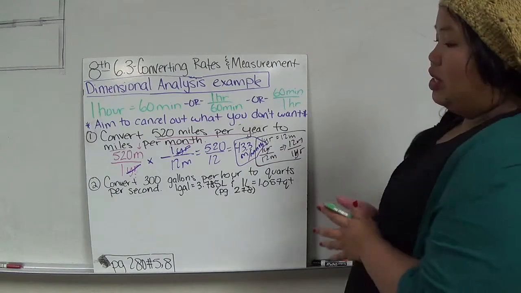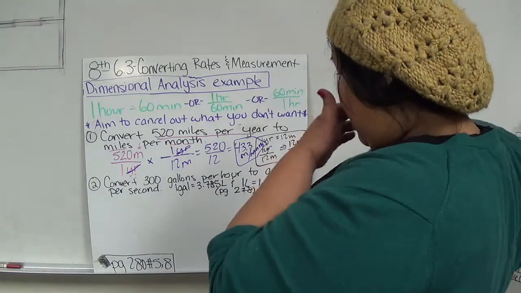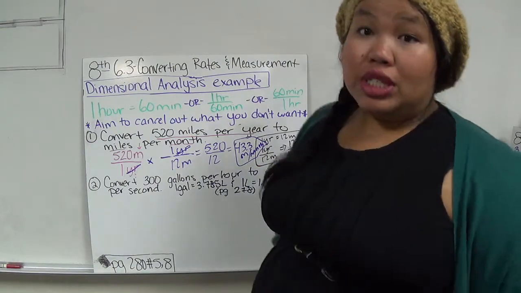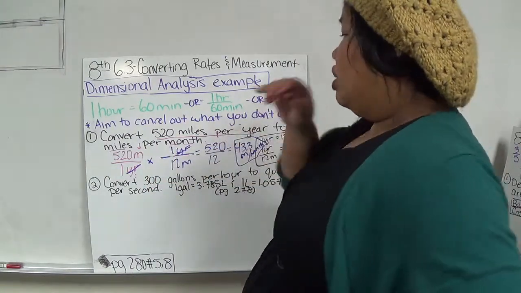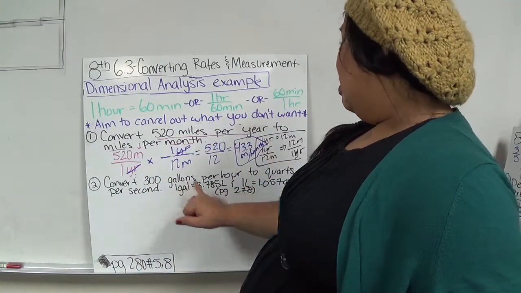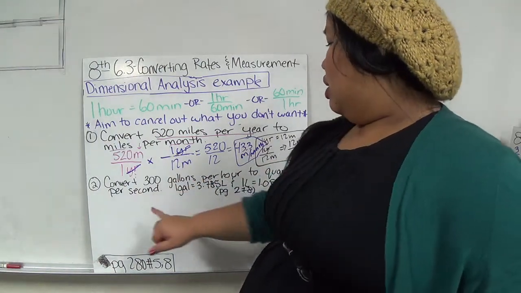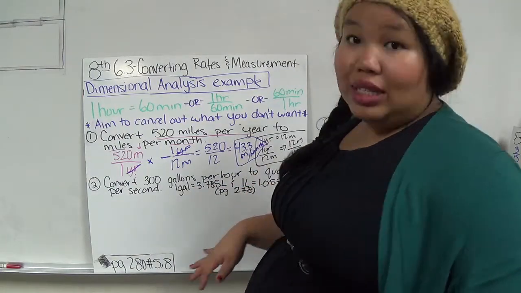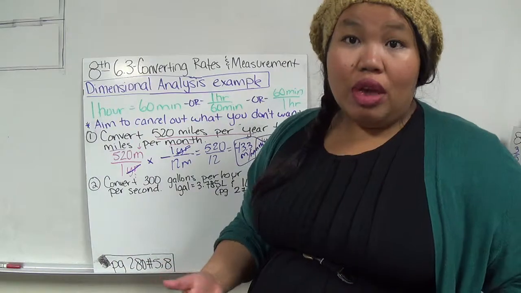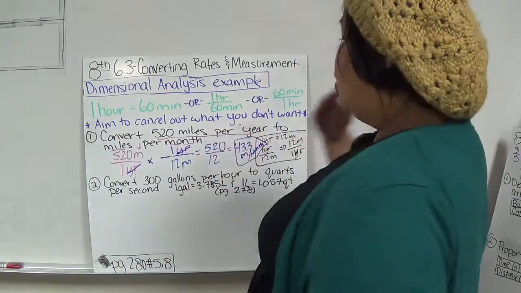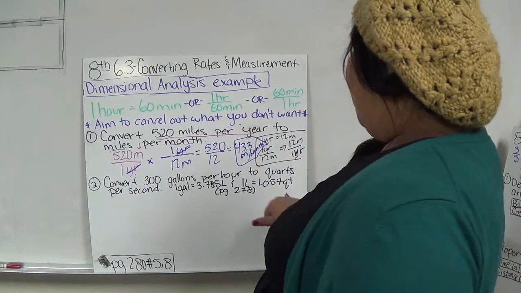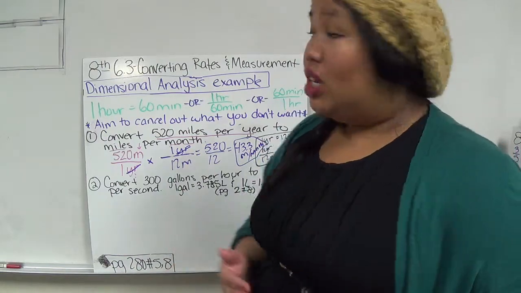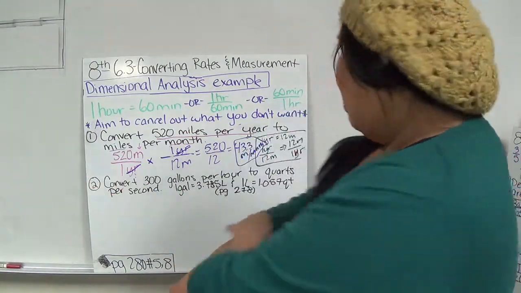The next one is telling us to convert 300 gallons per hour to quarts per second. Now, I'm doing multiple conversions here because the last one only wanted me to change the year to months, but this one wants me to change the gallons to quarts and seconds per hour. The thing with converting rates is that I can multiply as many fractions as possible. And again, I'm doing the same thing. I'm aiming to cancel out what I don't want. If you look on page 278 in your books, it will give you some of the conversions, and if you don't find the conversion you need, go ahead and look it up on the internet, because it's all there.